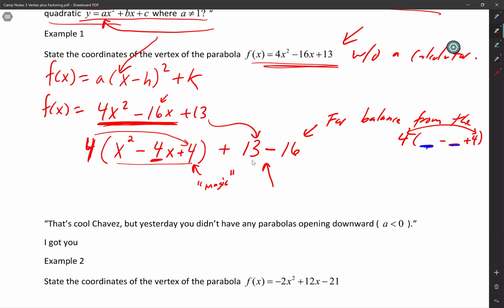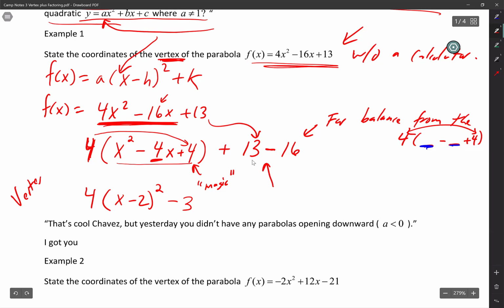So now the trinomial here is going to be 4 parentheses x minus 2, close it, squared. We've been doing that the last 2 days. And then the difference between 13 and 16 is just 3. The 16 is larger, so minus 3. So to answer the question, what's the vertex? The vertex is 2, negative 3.